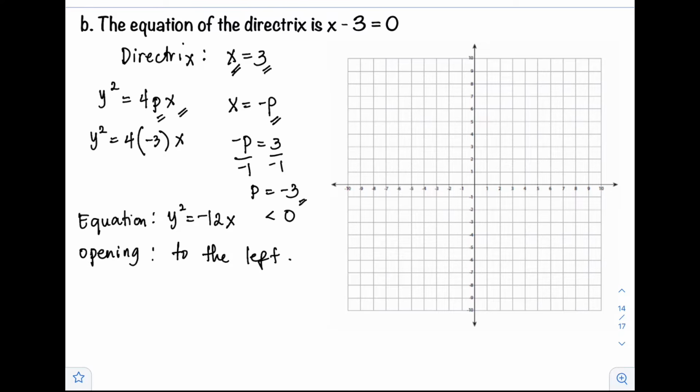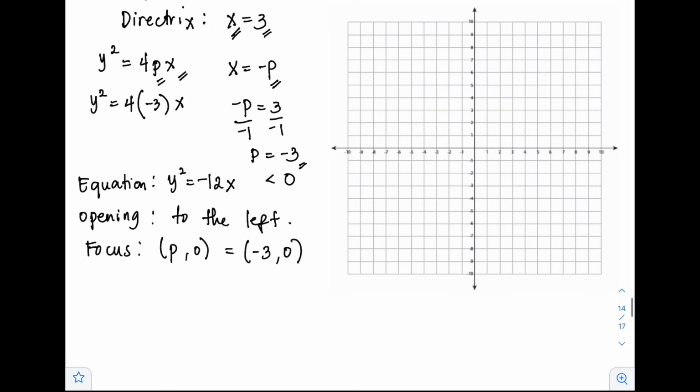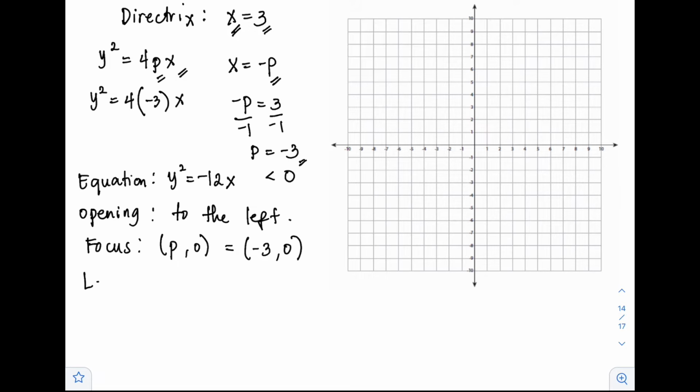Okay, guys? So, next is, pwede na natin ngayon makuha yung ating focus na mayroong formula na p, 0. So, ang p natin dito is equal to negative 3. So, we have negative 3, 0. Okay? So, next is the latus rectum.